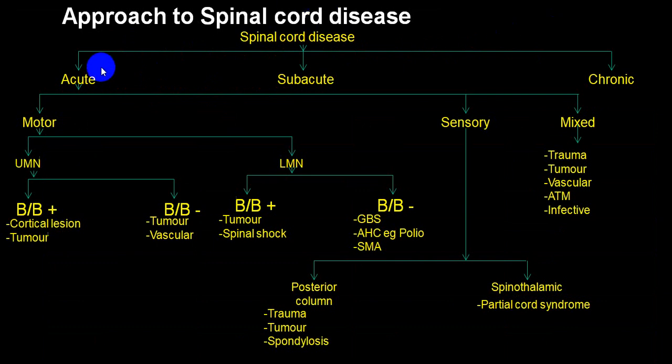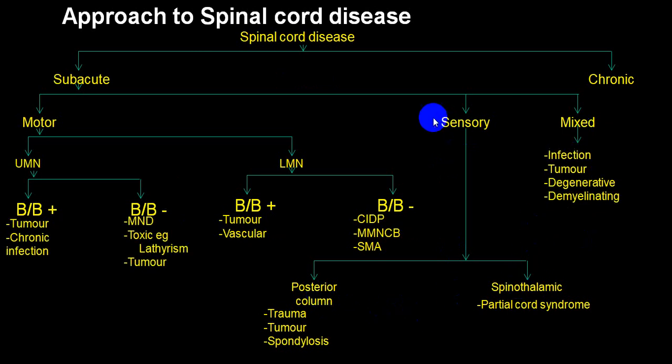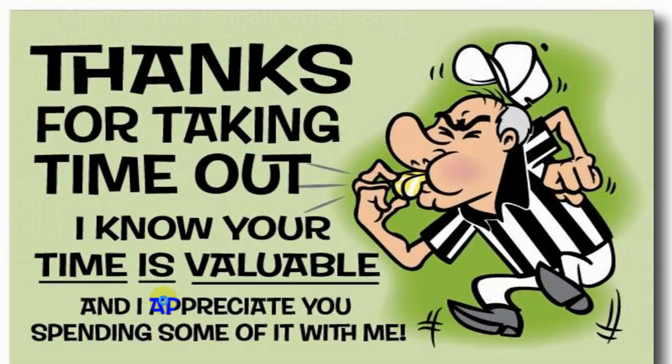But depending upon the onset, acute, subacute, or chronic. In acute, you can have motor, sensory, mixed variety. In motor, upper motor neuron, lower motor neuron. In sensory, posterior column, spinothalamic. In mixed variety, what are the etiologies? And this is in a subacute variety and chronic variety. In subacute, motor, sensory, and mixed, what are the conditions? So I end my lecture here.